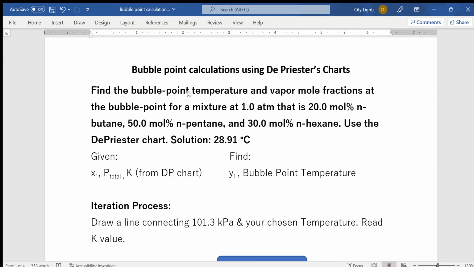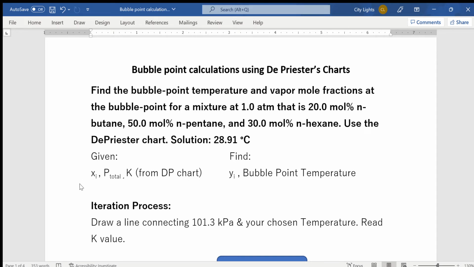Hello everyone, today I'm going to teach you how to calculate the bubble point using Priester's charts, and we have a multi-component mixture over here. What we have are liquid mole fractions Xi, and we also have the total pressure. How do I know that these are liquid mole fractions and not gaseous mole fractions? I know that because bubble point is when a liquid turns to a vapor. So these mole fractions which are already present are liquid mole fractions.